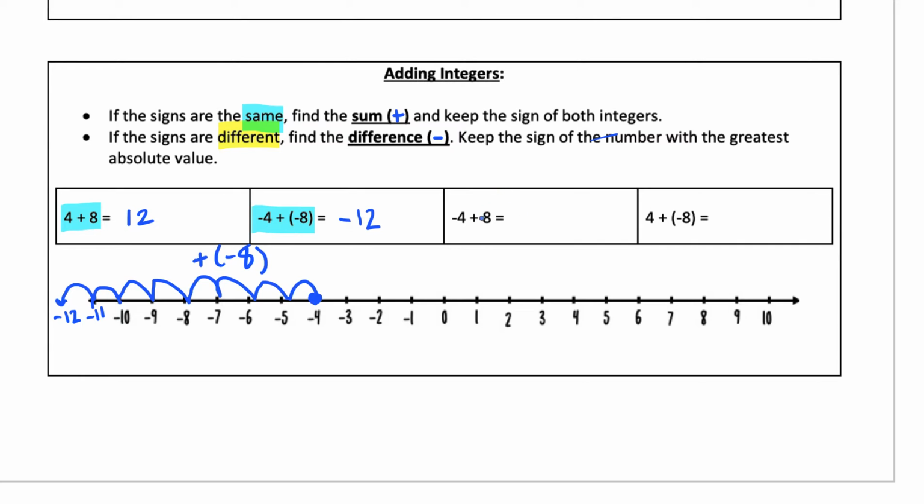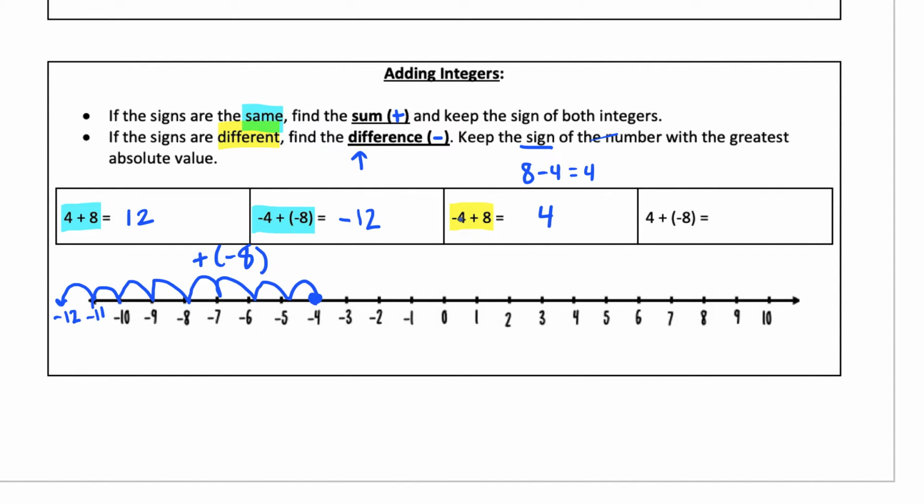So we want to think about this problem down here. Negative 4 and 8 are different sign numbers because negative 4 is negative and 8 is a positive. So what I'm going to do is find their difference. So the difference between 8 and 4 is 4. So that's my difference. But then I need to keep the sign of the number with the greatest absolute value.